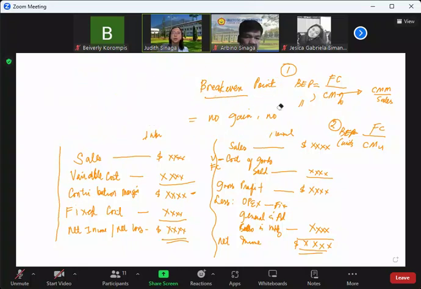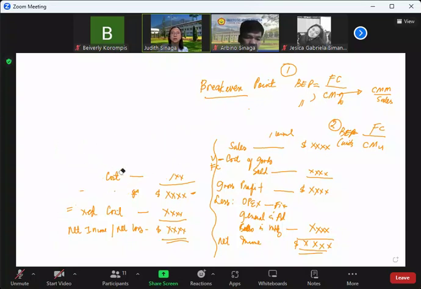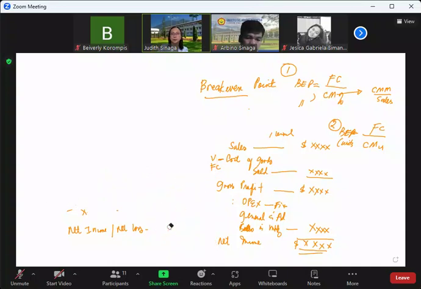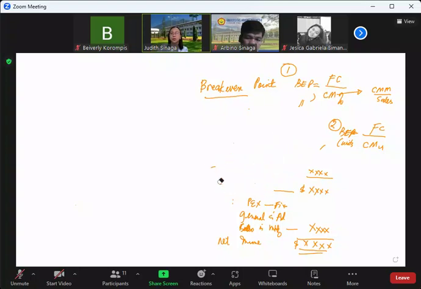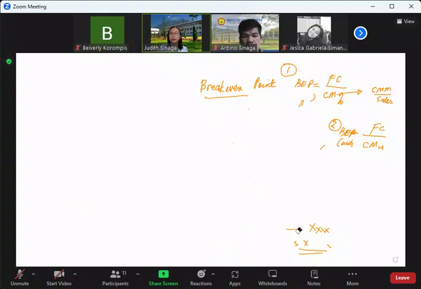Okay, so let's apply the formula here. All right, if we are going to have, for example, a company with a selling price of $100.